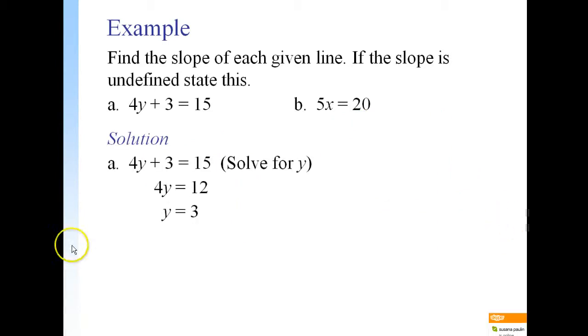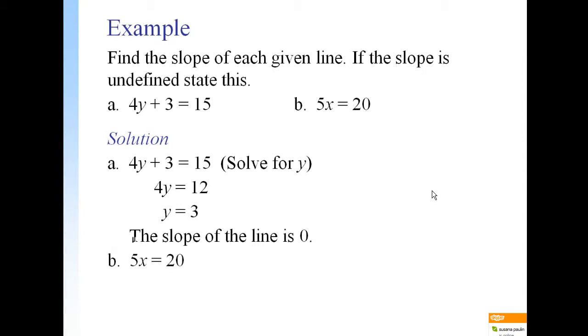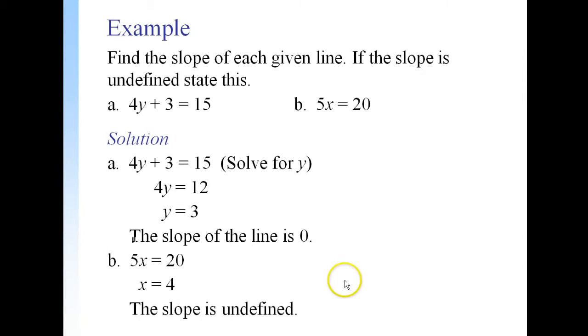So there's our first equation, y equals 3, which we did, and the slope of the line is 0. It's horizontal. And the slope of the vertical line, x equals 4, is going to be undefined. Okay.